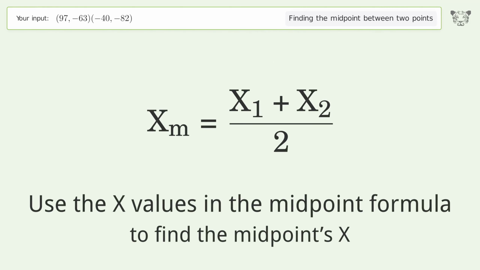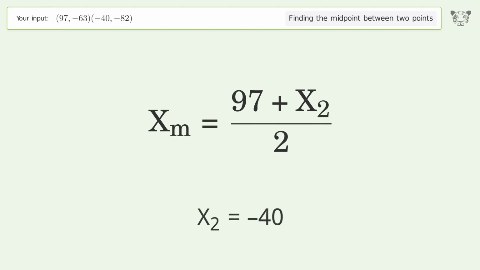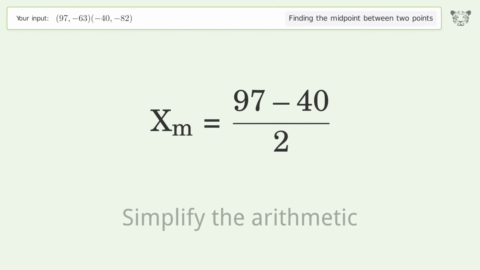Use the x values in the midpoint formula to find the midpoint's x. x1 equals 97. x2 equals negative 40. Simplify the arithmetic.